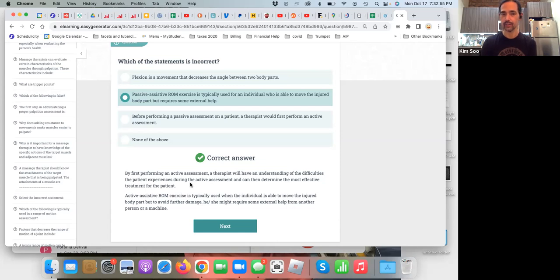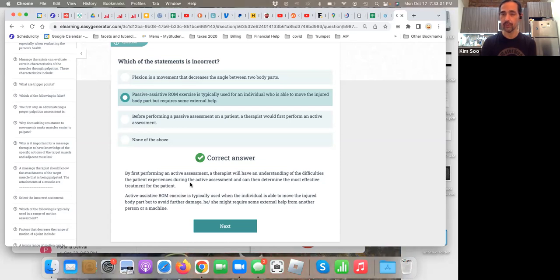Active assistive range of motion exercise is typically used when the individual is able to move the injured body part, but to avoid further damage, he or she might require some external help from another person or machine. Active assistive range of motion. This says passive assistive range of motion exercise. See the difference? Okay, so the option that is incorrect is written passive assistive range of motion exercise. It should read active assistive range of motion.